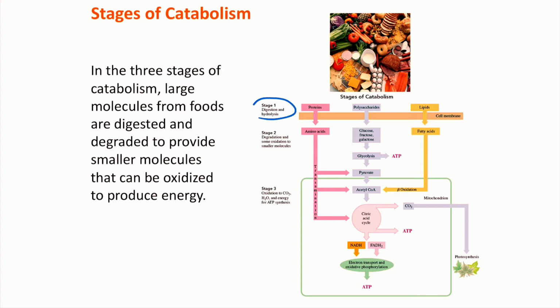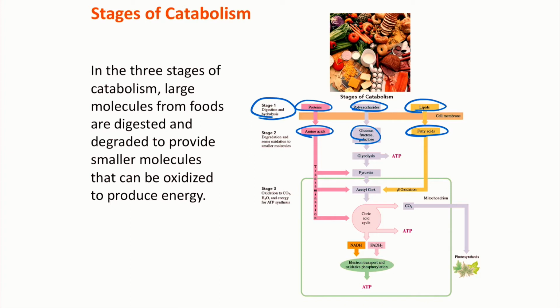The first stage is digestion and hydrolysis. For example, proteins break down and become amino acids. Polysaccharides become glucose, fructose and galactose. Lipids become fatty acids. Remember that these are all broken down before the cell membrane, and only the smaller molecules will enter the cell.